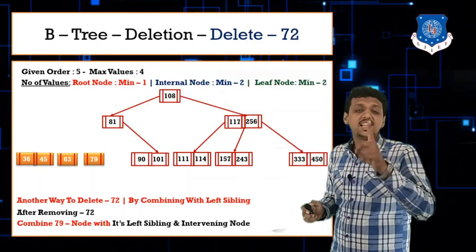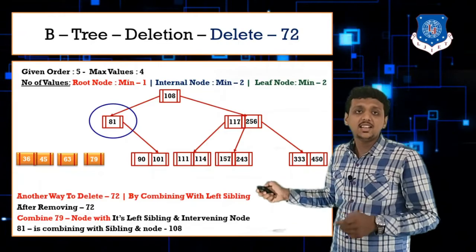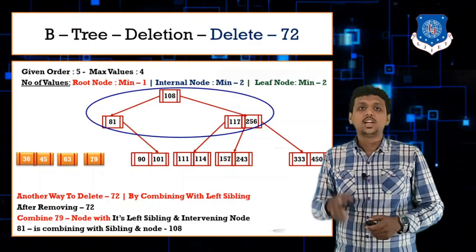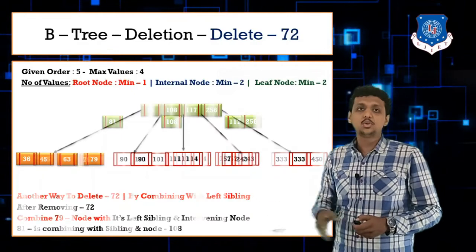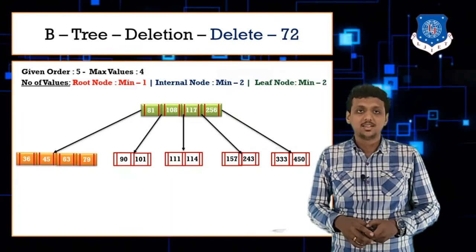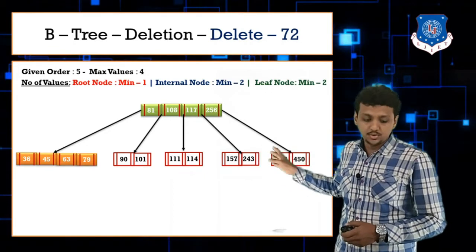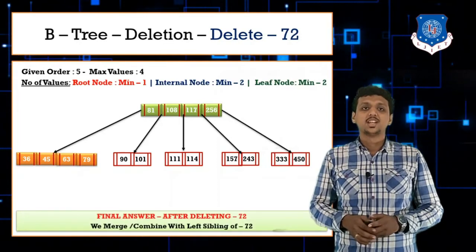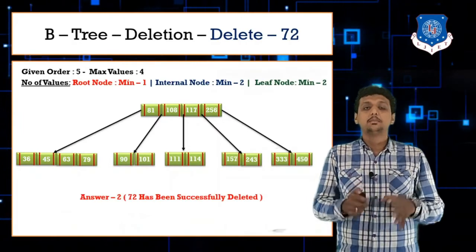Now 81 becomes alone. So 81 is going to become a pair with its sibling and the intervening value of the root node. Here it is. So 81, 108, 117 and 256 are going to combine together, and this becomes my final answer, where the root node has 81, 108, 117 and 256. Fine. So this becomes my final answer number 2, after taking the values from the left sibling.